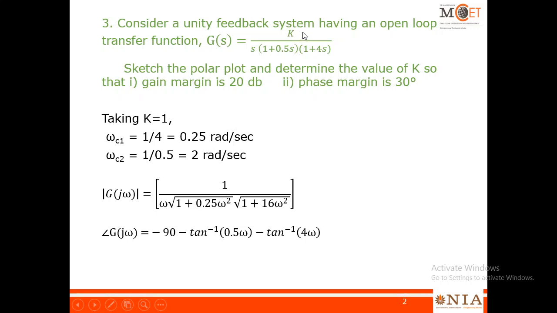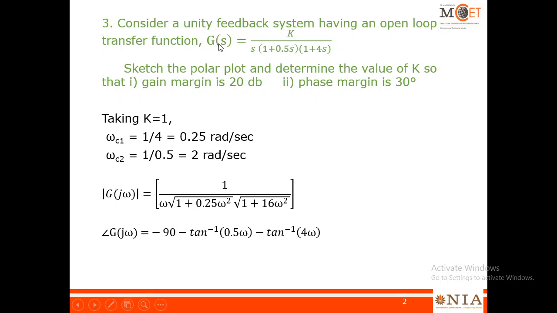So when such problems are given, we have to consider first K equal to 1, similar to what we have done in your Bode plot. So take K equal to 1. When you take K equal to 1, your G(s) will become 1 divided by this term. Taking this G(s), you continue to draw the polar plot.